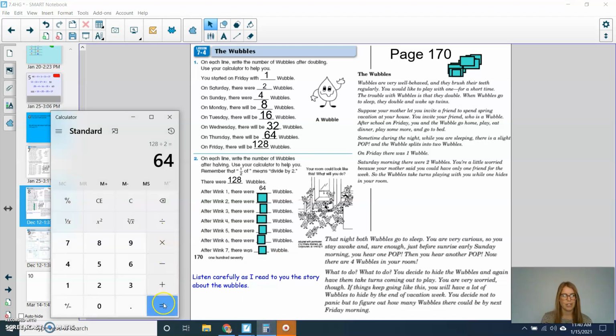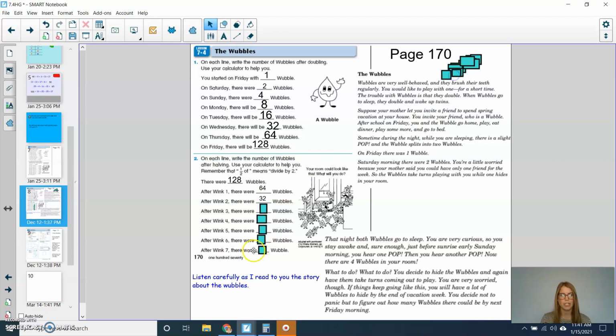All right, second graders, I'm going to continue with my calculator. I was at 64. When I continue to hit equals, you can see my Wubbles decreasing each time. After week 2, I had 32. After week 3, there were 16. After week 4, I had 8. After week 5, I had 4. After week 6, I had 2. And then after week 7, there was 1 Wubble. Do you see anything kind of fun with this page?